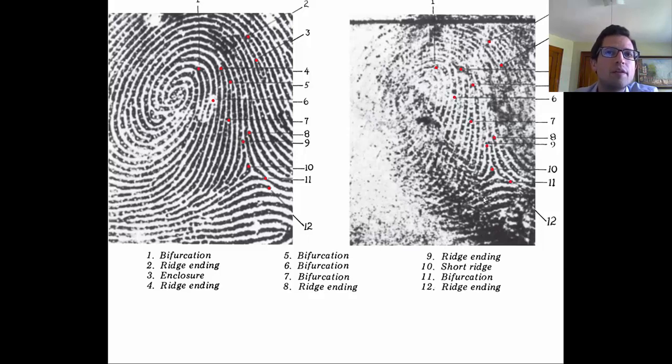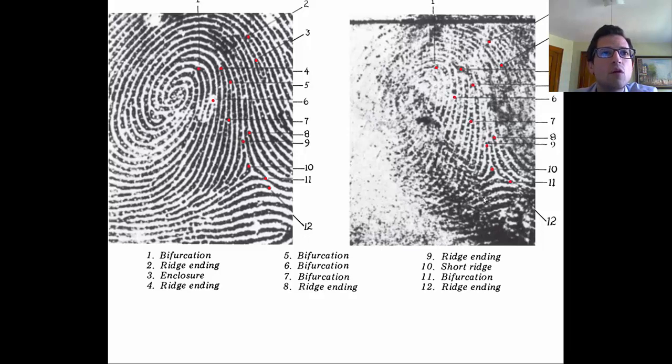So you can see number one, these are the same fingerprint, by the way. The one on the left is an inked fingerprint that was taken at the police station. The one on the right is a latent fingerprint. This was dusted and picked up. You can see, by the way, that the latent fingerprint is pretty low quality compared to the inked one. So there's some difficulty there.